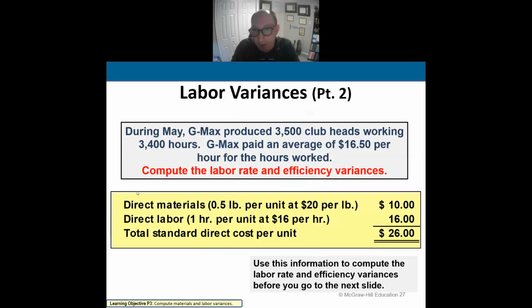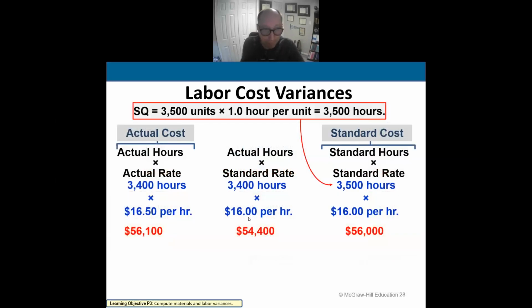So let's take a look at our example to understand our labor variances. If we produce 3,500 golf clubs in 3,400 hours, that's actually pretty good. And the average hourly rate actually paid was $16.50 per hour. Now remember, our standard is 1 hour for each unit at $16 per hour.